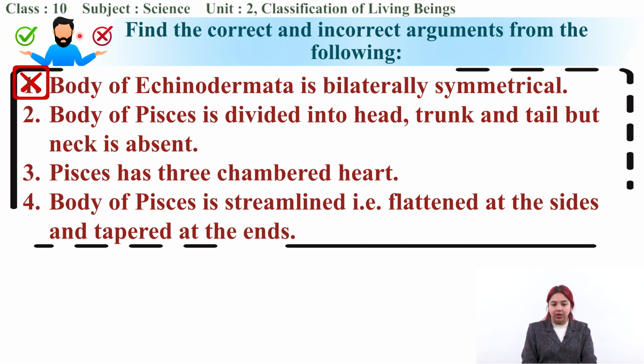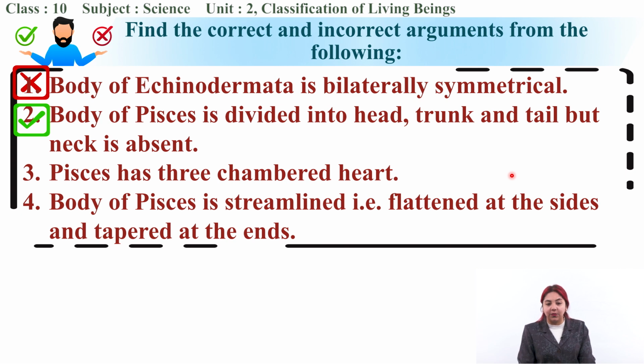Now the second argument. Body of Pisces is divided into head, trunk and tail, but the neck is absent. Is this correct? Yes, it's correct. Now the vertebrates, their body is usually divided into head, neck, trunk and tail, and in some cases neck is absent, and in some cases tails are absent. But in the case of Pisces, their body is divided into head, trunk and tail, but the neck is absent. So the second argument is correct.